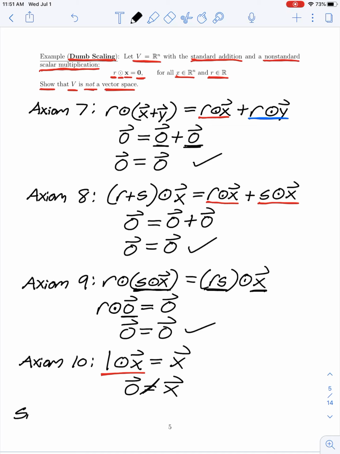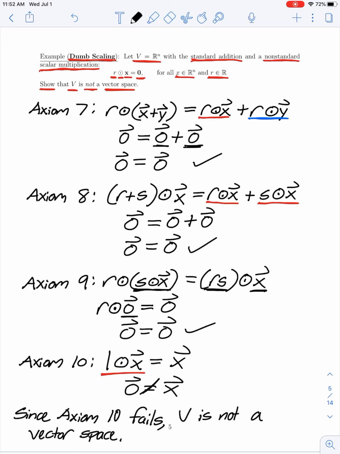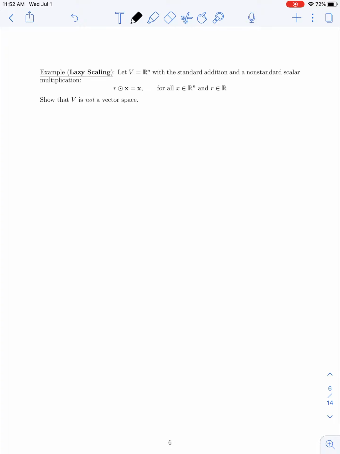So since axiom 10 fails, this space V is not a vector space. By using this non-standard multiplication that we would refer to as dumb scaling, we see that it does not satisfy all axioms for our vector space. So let's look at another one.